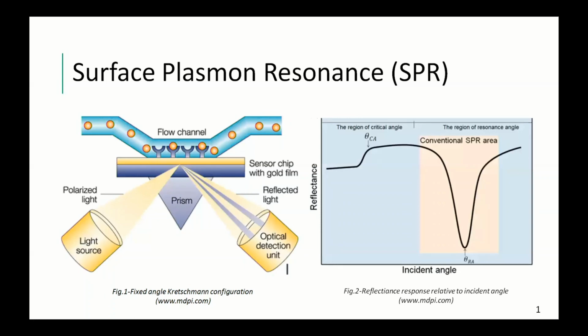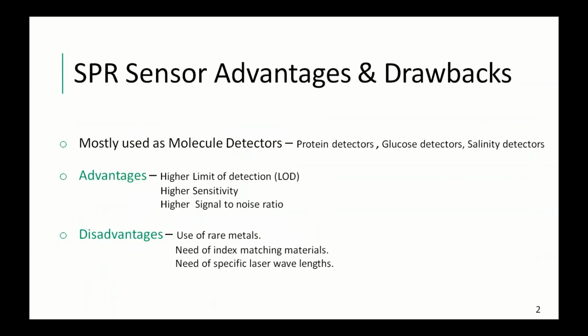In a graph of reflection versus incident angle, there will be an intensity dip at resonance. The resonant angle is highly dependent on the refractive index values of the layers. Next, I would like to discuss the advantages and drawbacks of SPR sensors.